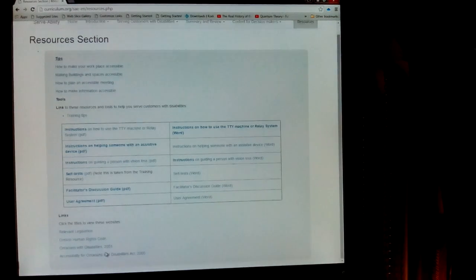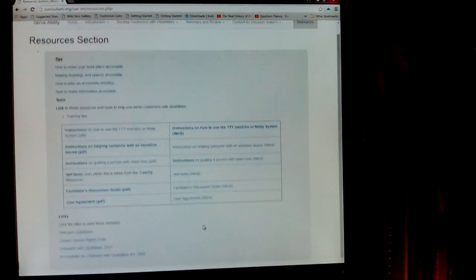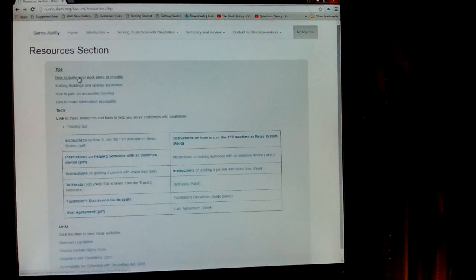Links: click the links to view these websites. Relevant legislation: Ontario Human Rights Code, Ontarians with Disabilities Act 2001, so there was actually a prior act, and the Accessibility for Ontarians with Disabilities Act 2005. So let's see where some of these take you. How to make your workplace accessible.